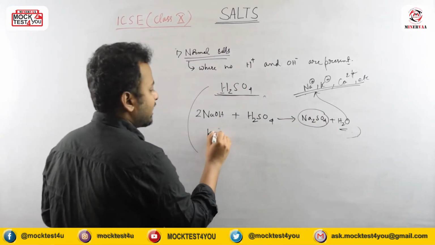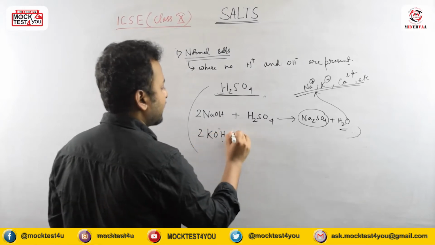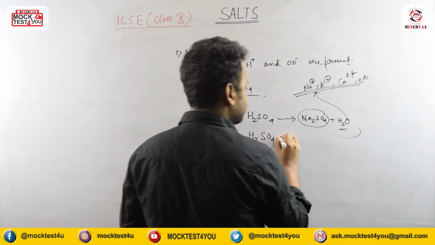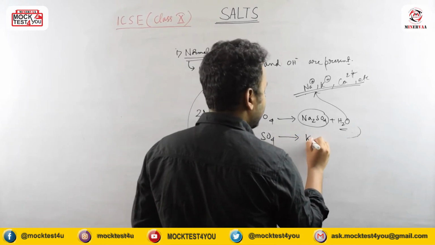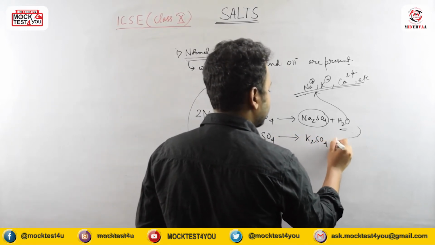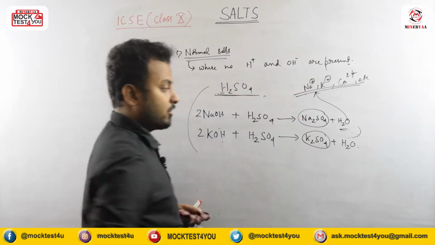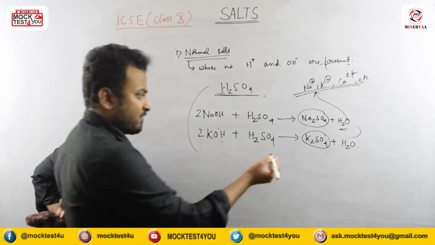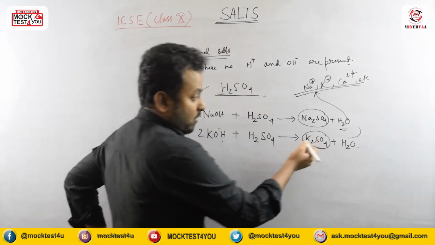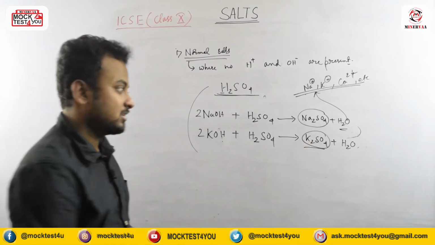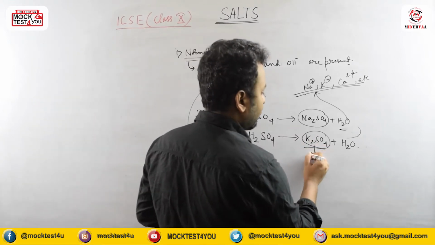It can be like this: 2 moles of KOH reacting with 1 mole of H2SO4, and hence we'll get K2SO4 plus H2O. This is also a normal salt. You can also identify a normal salt like this: when there is no H or OH present, then that salt will be a normal salt, right?